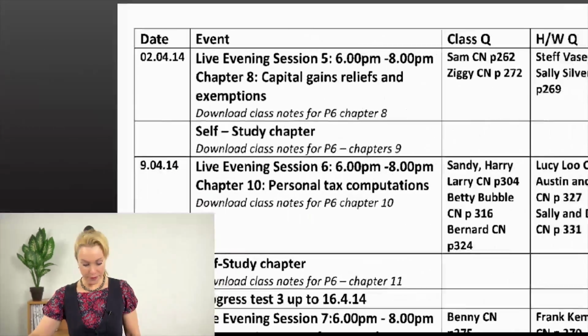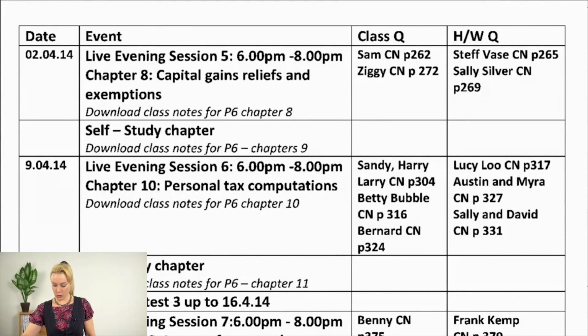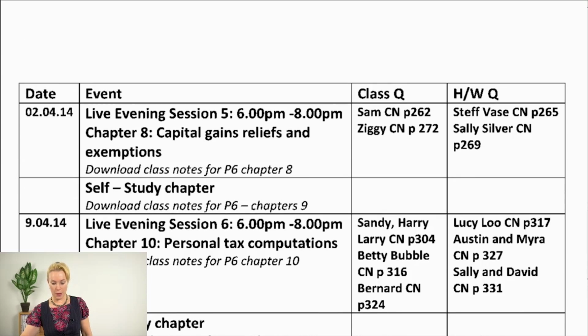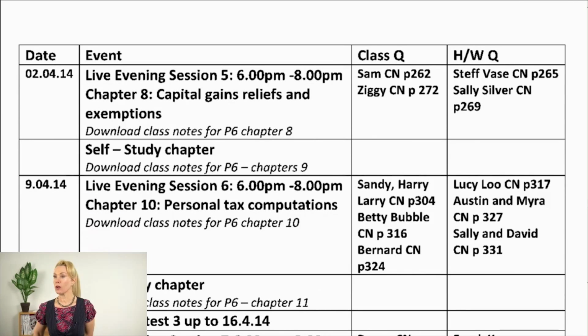Just talking about what we're going to do this evening. Today we are going to be doing chapter number 8. So that's the plan. Looking at chapter number 8, which is called Capital Gains Relief and Exemptions. All right, so that's going to be this evening's lecture.